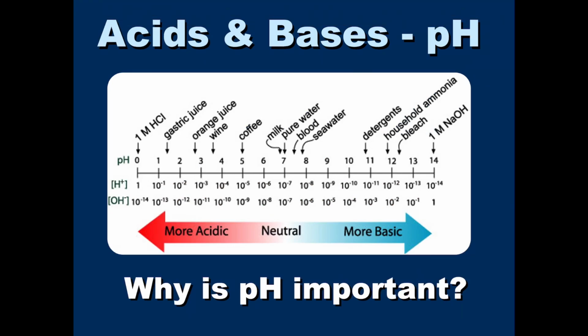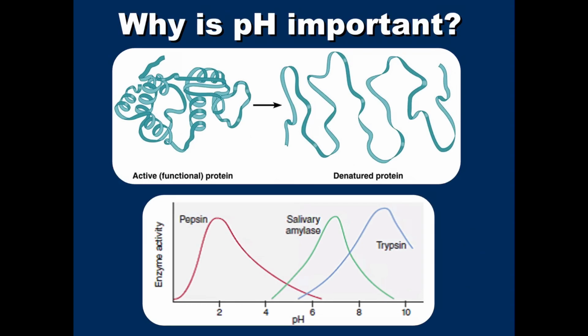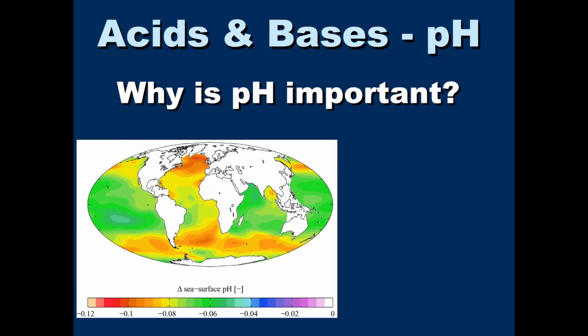So why is pH important? I'm just going to do a little blurb about why we care about pH. Well, think back to the living environment. Proteins function better in certain pHs. So if you see here, the protein in your saliva likes a pH around 7, neutral, but pepsin likes a pH of around 2. So different proteins like different pHs.